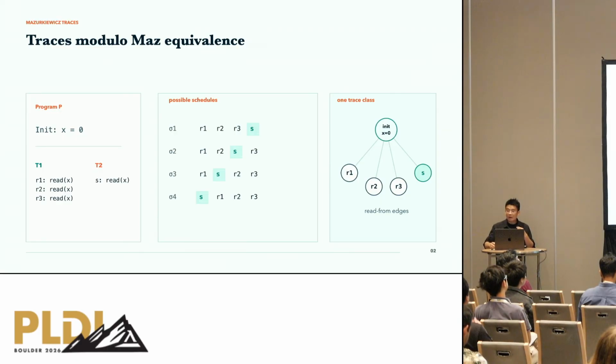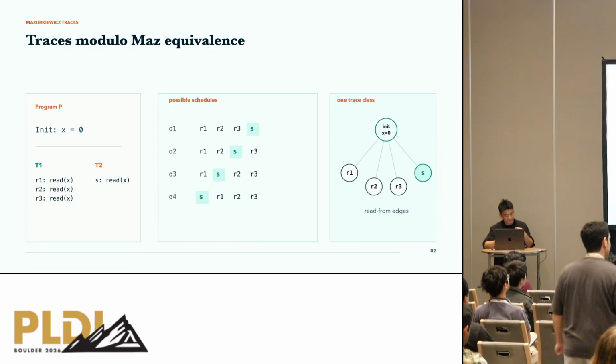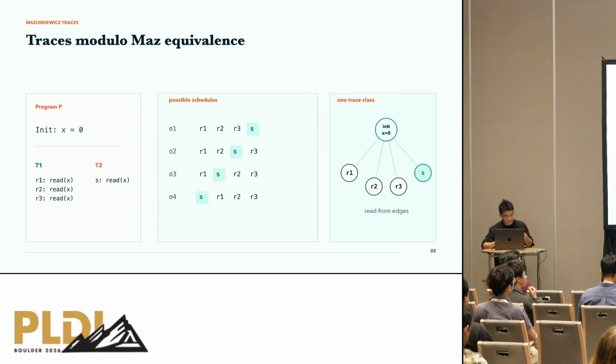And we know there are basically 4 possible schedules depending on the position of the read from the second thread. But at the same time, we know that the 4 possible schedules collapse into 1 program behavior because they are independent and concurrent. Namely, all the reads read the same initial value.